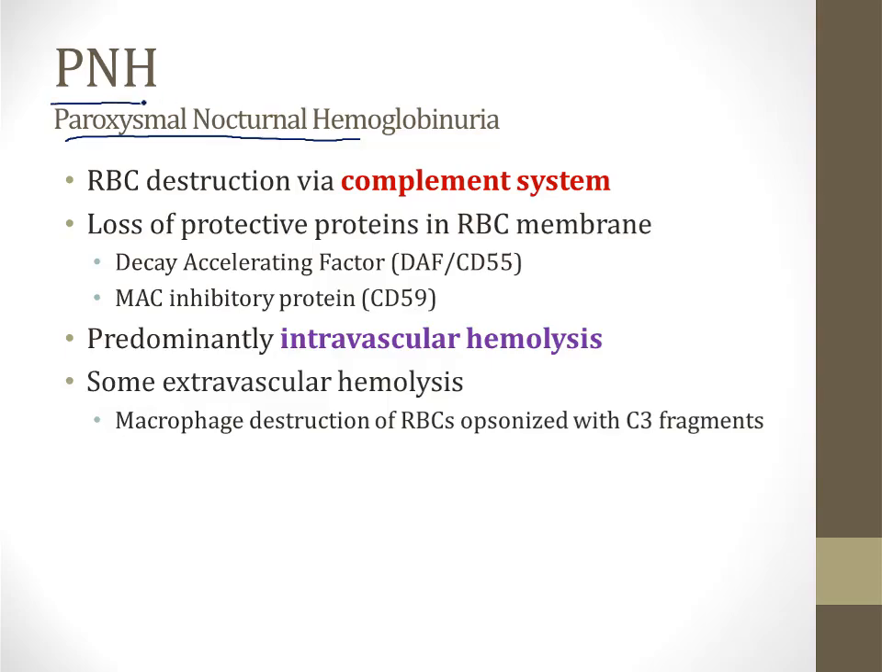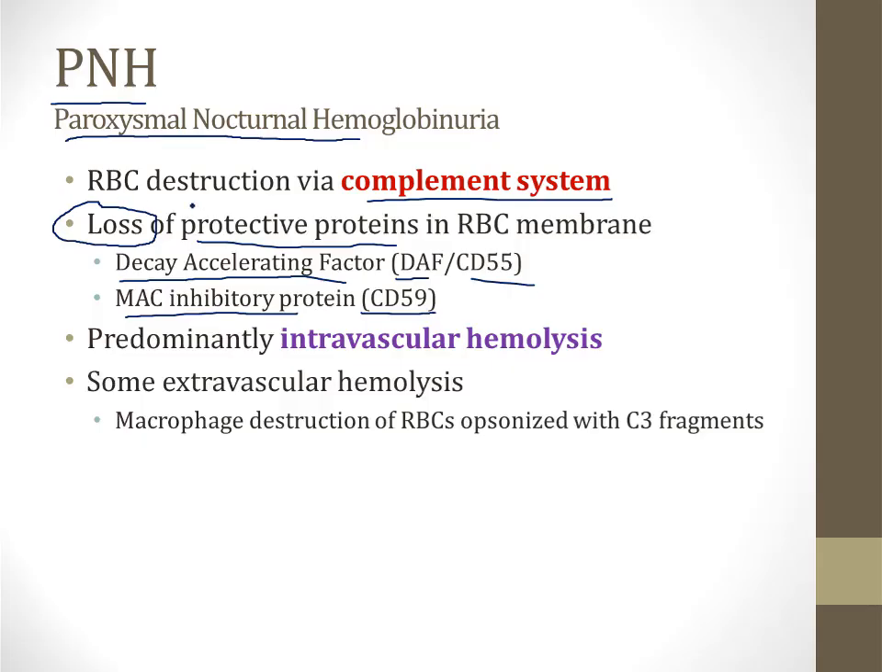This is a disorder where hemolysis occurs because red blood cells are destroyed by the complement system. Normally the complement system does not lyse red cells, it only lyses bacterial cells and other pathogens. The reason red cells normally don't get lysed is because they have protective proteins on the red blood cell membrane, and in PNH there is loss of those protective proteins, and this leads to complement destruction of red cells. So those protective proteins go by names like decay accelerating factor, or DAF. This is also sometimes called CD55. Another important one is the MAC inhibitory protein, which is also called CD59.